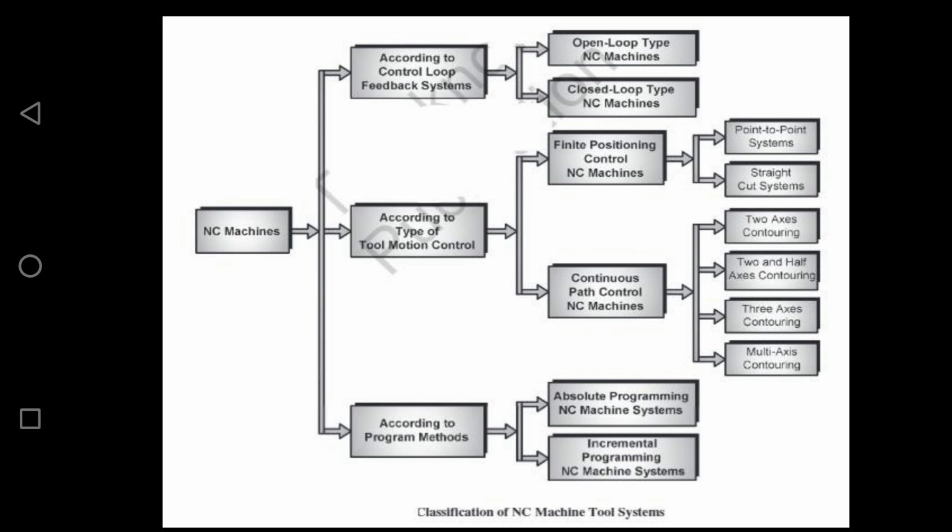Well, the final one is according to the programming method. By using different programming methods, we have two different CNC machine systems. One is the absolute programming numerically controlled machine system, and the second one is the incremental programming numerically controlled machine system. Well, we'll go one by one.